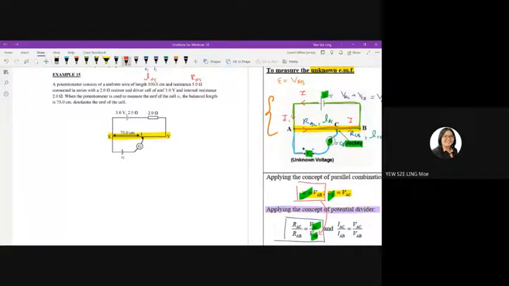And they're connected in series with a 2 ohm external resistor, and the driver cell, 3 volt, this is your EMF, with an internal resistance. Remember, whenever you have internal resistance in your calculation, you just treat it like all the other external resistance. So when a potentiometer is used to measure the unknown EMF, EMF1, the balance length, the keyword is balance length, is equal to 75 cm.